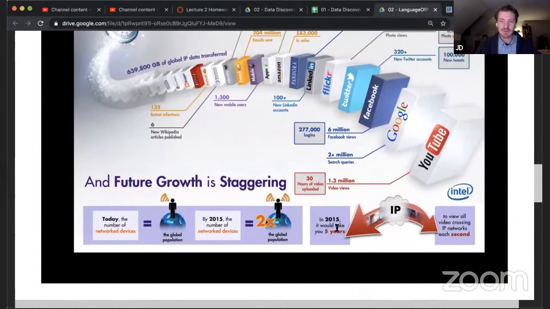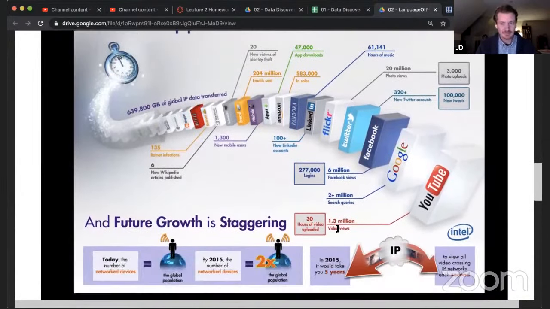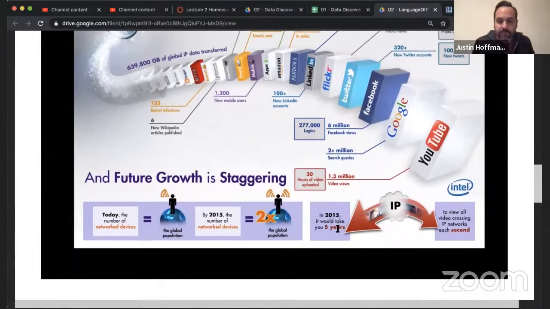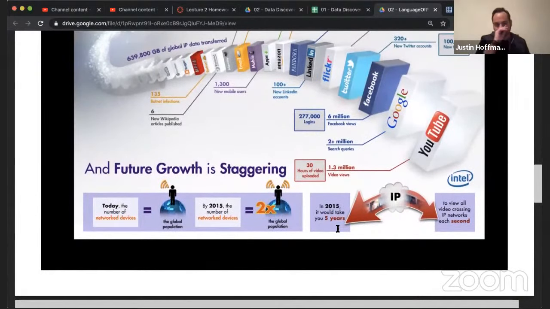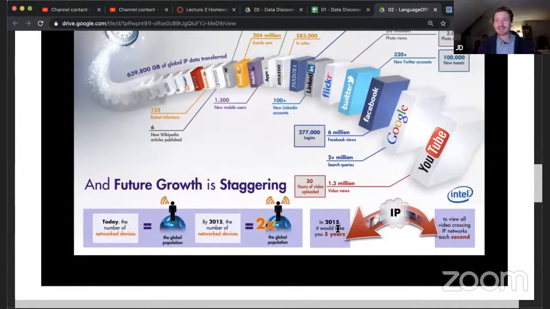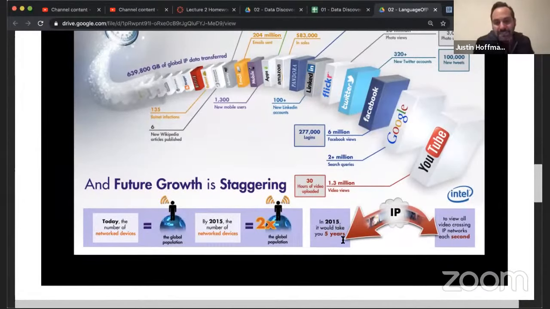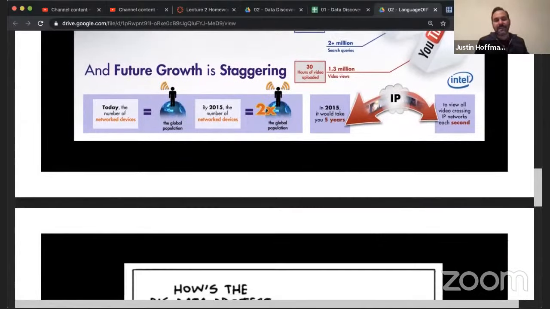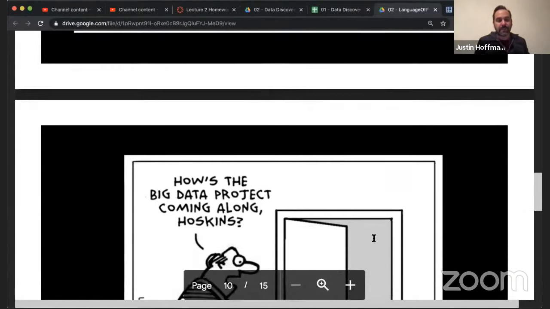Do you remember when this graphic was from? You know, I don't remember when it was from, so I'd have to look it up. We should do that. We should do that in other classes. Yeah, we should check in on it and see what the difference is. Yeah, and it says in 2015 it would take you 5 years, and what would it be like now that we're in 2021?